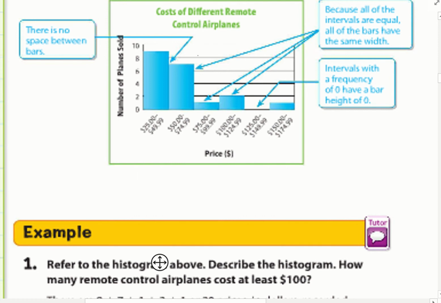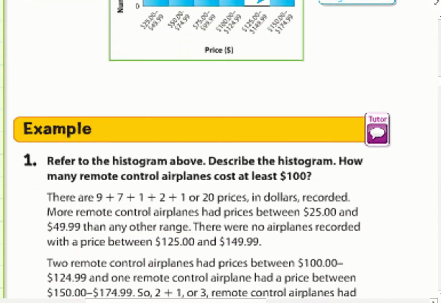If you notice, there's no space between bars, and these are also constant. So this one's by 2s. All the bars have the same width. And here, there is none, so it's going to have a height of 0.